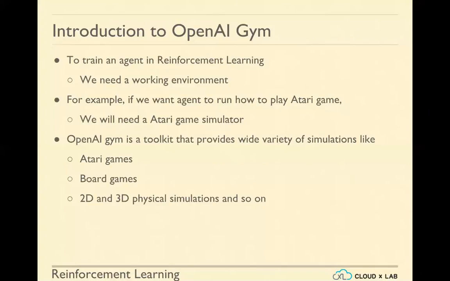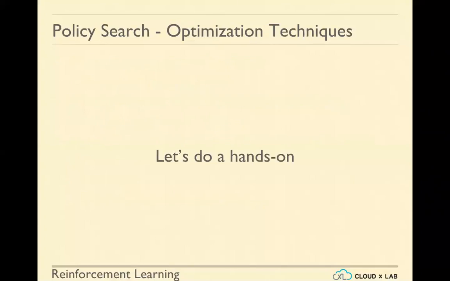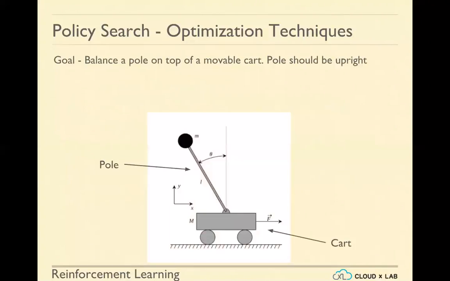All right. So I would like to walk you through a simple example. Here, what we are going to walk through is very simple: we will try to balance the pole on top of the moving cart. The objective of the exercise is that the pole should be upright. So let's say the pole is falling to the left, we have to try to move to the left so that the pole remains straight and so on. So this is the objective.